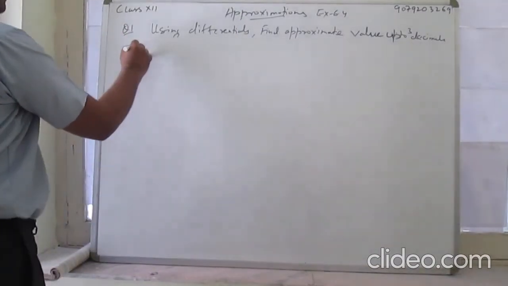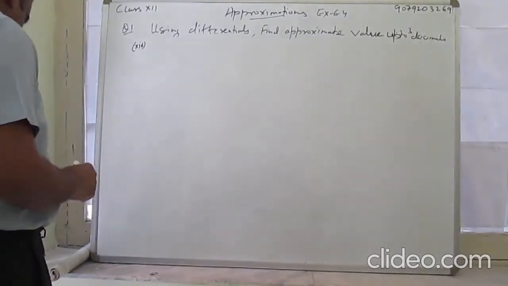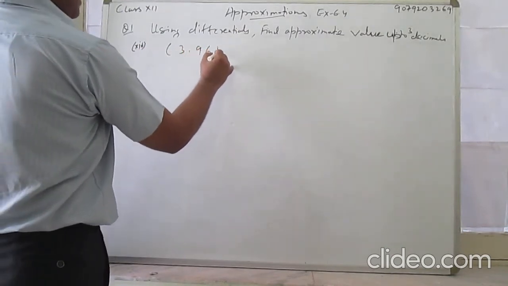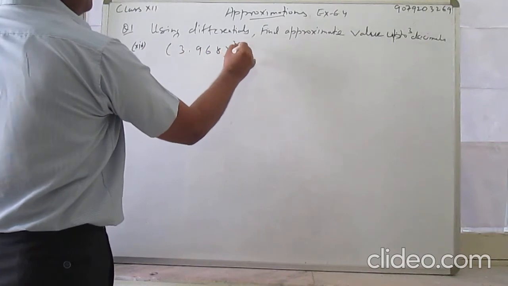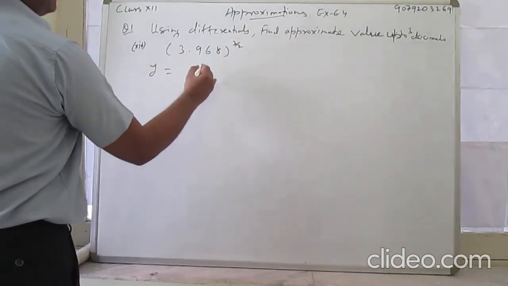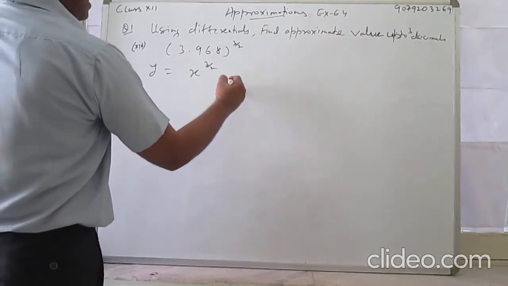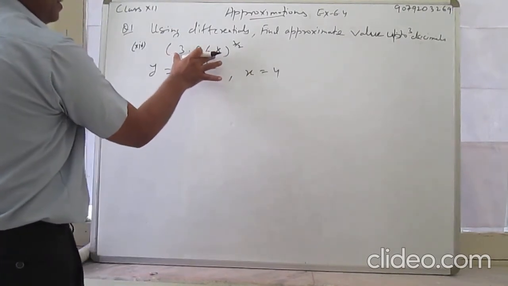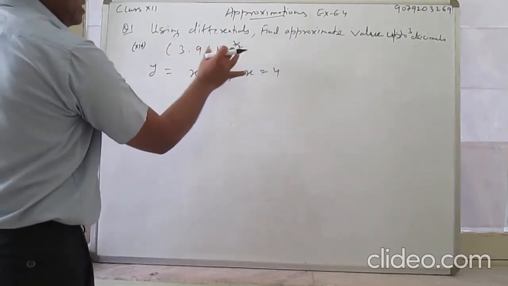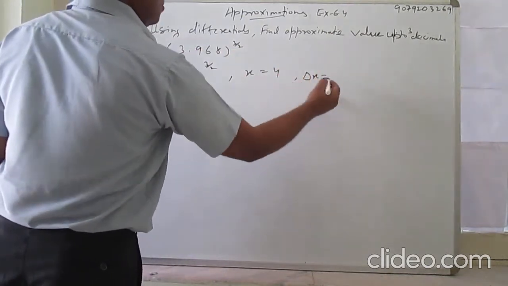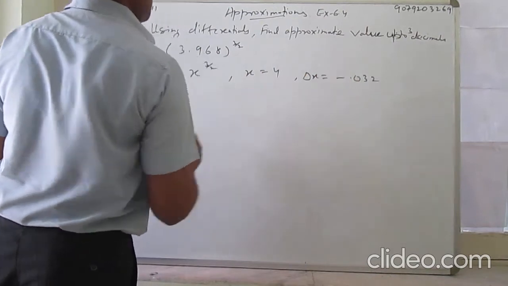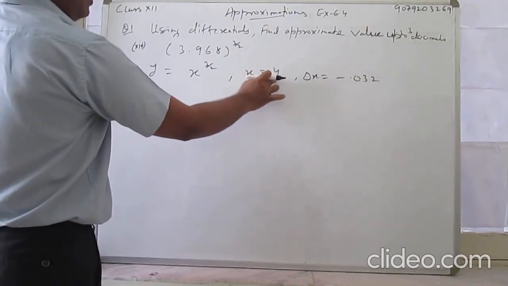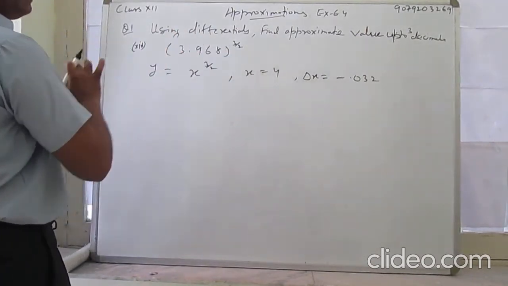Now I will take the 14th part. 3.968 to the power 3 by 2. Now y is equal to x to the power 3 by 2. Here we take x equal to 4, and how much can you subtract from 4 to get 3.968? So delta x is equal to minus 0.032. If you subtract 0.032 from 4, you will get 3.968.